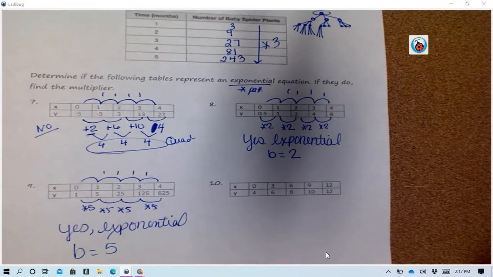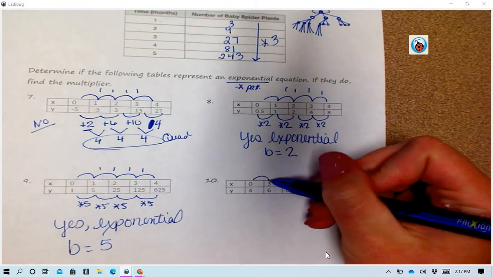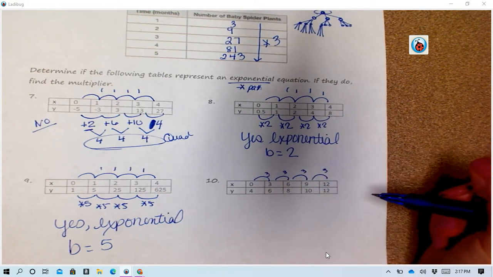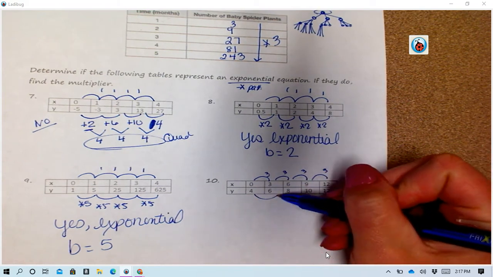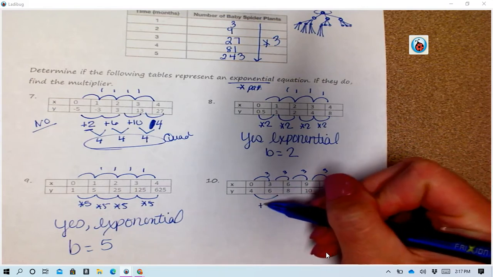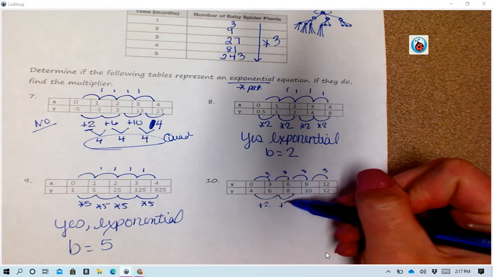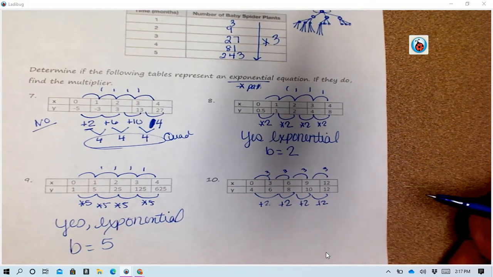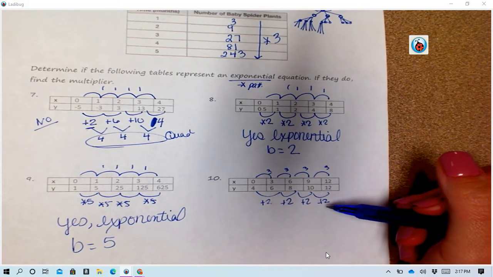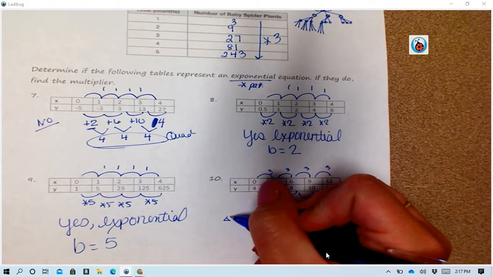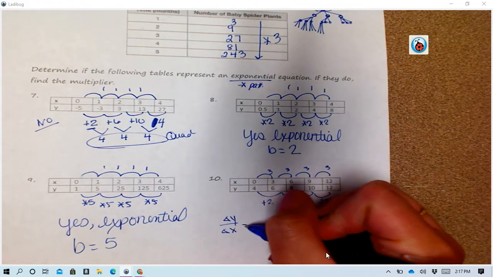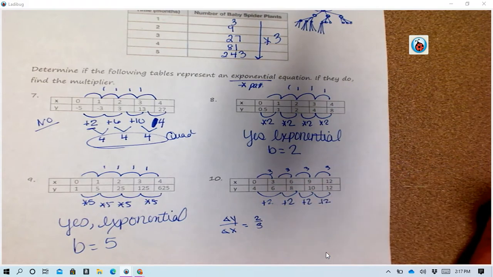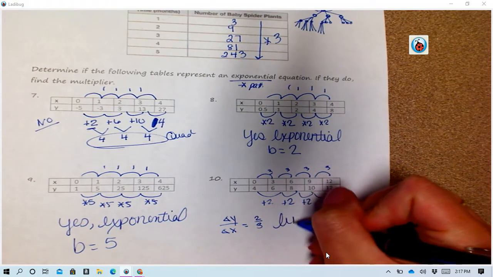Okay, so I noticed right off the bat that this is counting by 3s, which is fine. But to go from 4 to 6, you would not multiply, you would add 2. From 6 to 8, you would add 2. You would add 2. You would add 2. So there's a first difference here. So this is going to be linear. So let's talk about our change in y over our change in x. Our change in y is 2. Our change in x is 3. So this is linear.